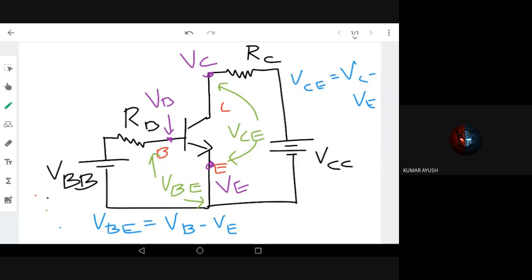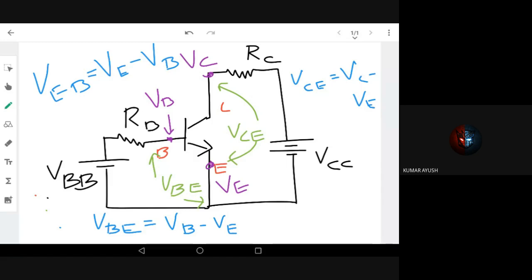Now, if we reverse VEB, we are just reversing the direction of looking: VE minus VB. So VE is the DC voltage at the emitter, and VB is the DC voltage at the base. Okay, fine. So right now let us try to plot the base curve.